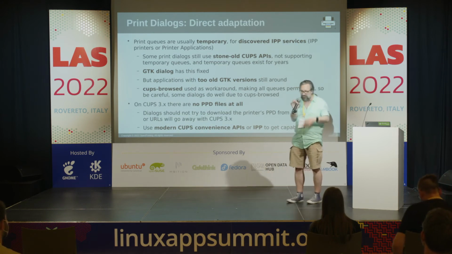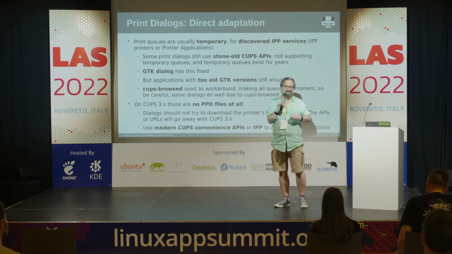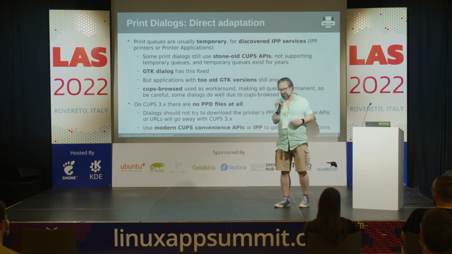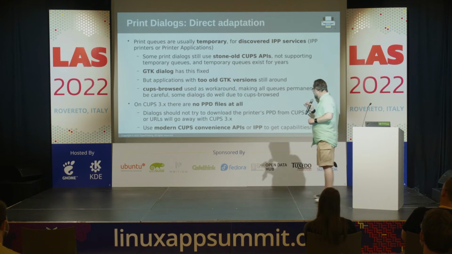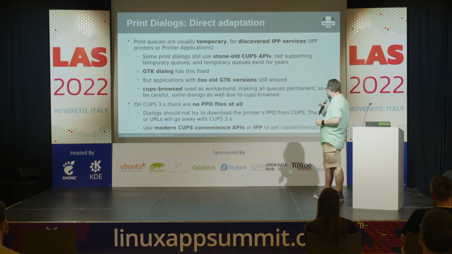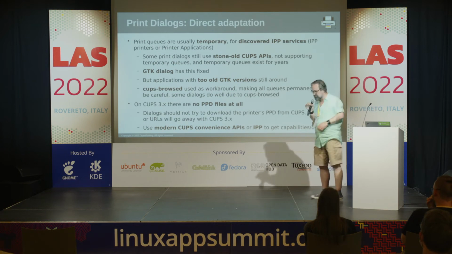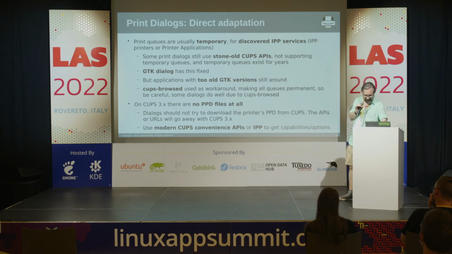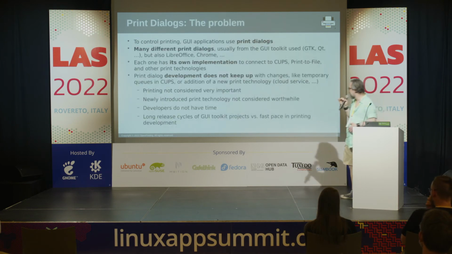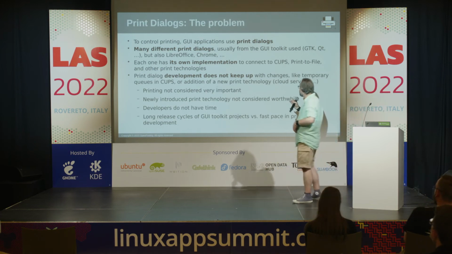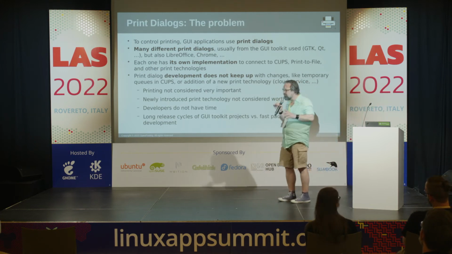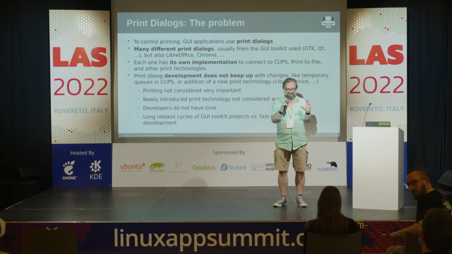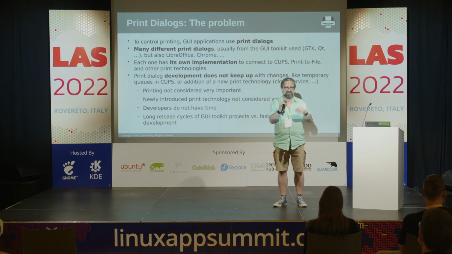And it should also not try to circumvent CUPS by directly getting to HTTP localhost 631 printers qname.ppd. So these 2 points have to be taken into account, to make the print dialog also work under CUPS 3.x. But we can make it much better, because now we have to fix the print dialog in all these print dialogs in these 2 points.